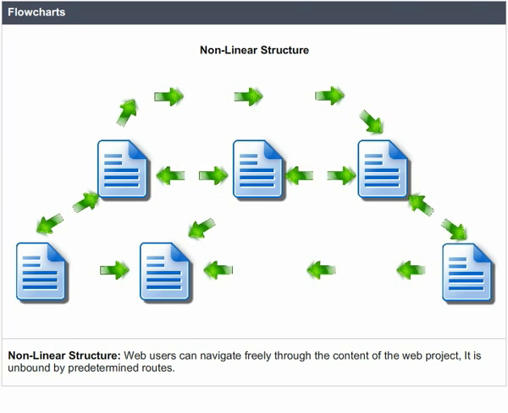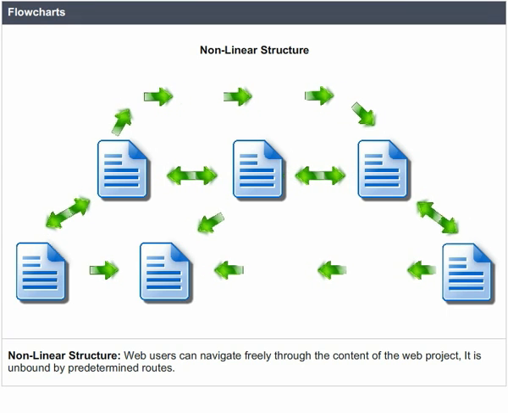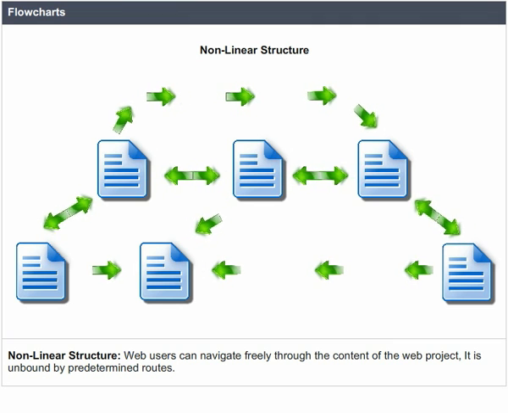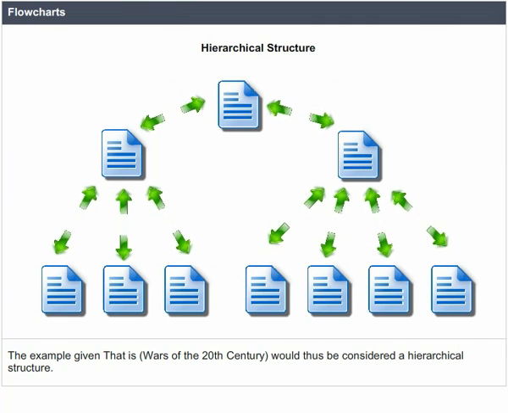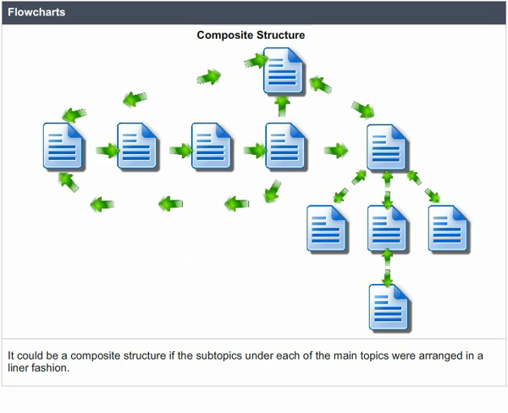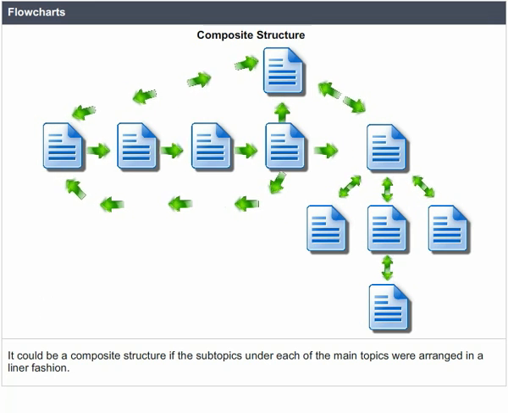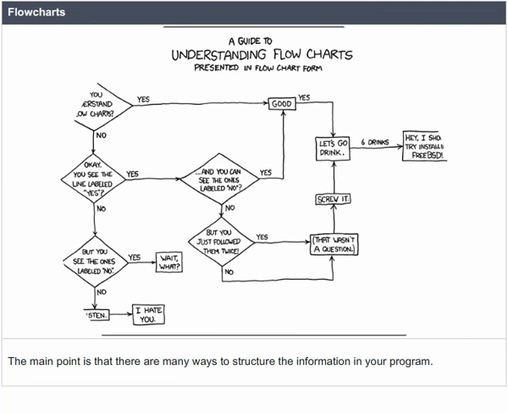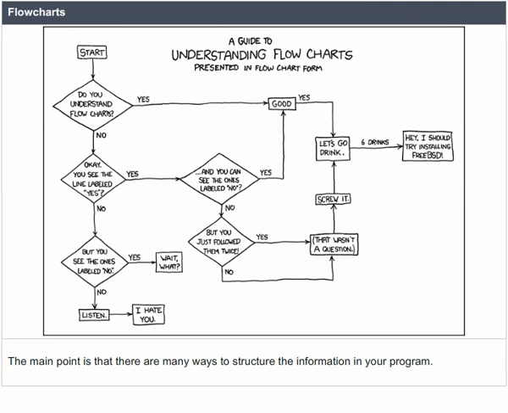Non-linear structure. Web users can navigate freely through the content of the web project. It is unbound by predetermined routes. The example given, that is, wars of the 20th century, would thus be considered a hierarchical structure. It could be a composite structure if the subtopics under each of the main topics were arranged in a linear fashion. The main point is that there are many ways to structure the information in your program.